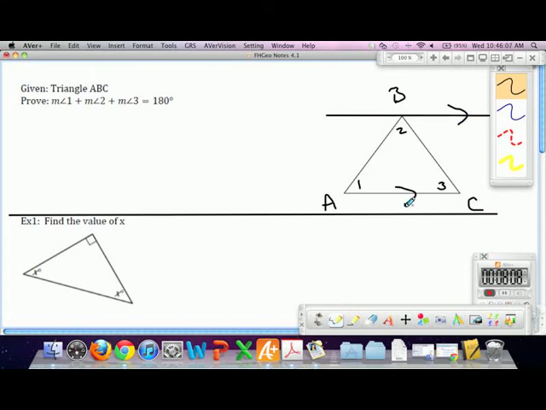I'm allowed to do this because of the parallel postulate, which says that through any point not on a line, you can draw a line parallel to the other one. We said that a while back, so I wouldn't expect you to think about that right away. We'll make it through this point B, and it's going to be specifically parallel to the base of the triangle. That's going to be pretty important. Look at this, we get two more angles that have just been formed. Let's label them 4 and 5.